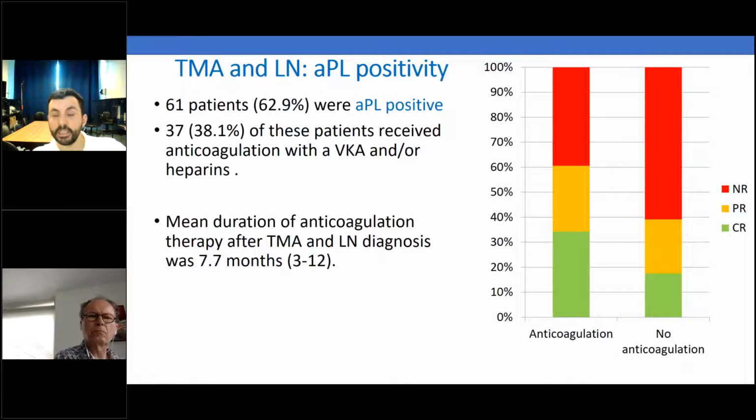What we found is that in those patients receiving anticoagulation, the rate of response was higher, as high as 60%, including both partial and complete response, when compared to no higher than 40% in patients with lupus nephritis and thrombotic microangiopathy not receiving anticoagulation in the context of APL positivity.